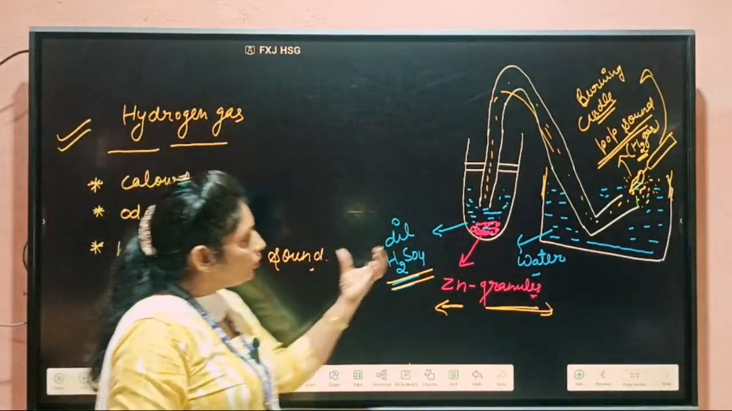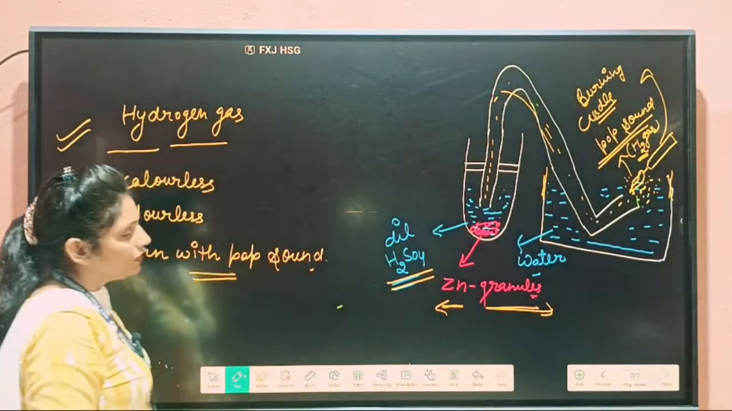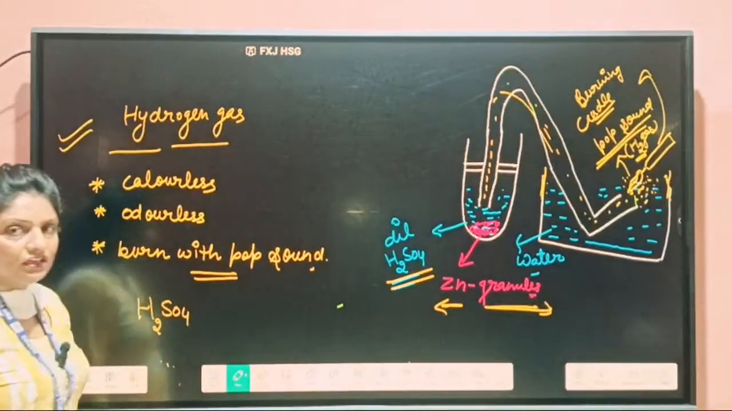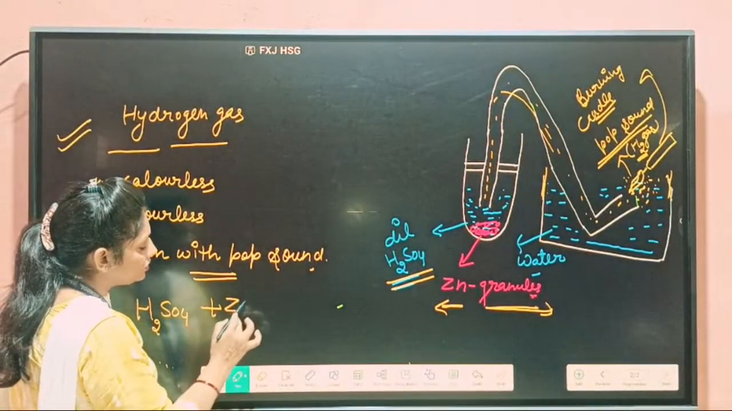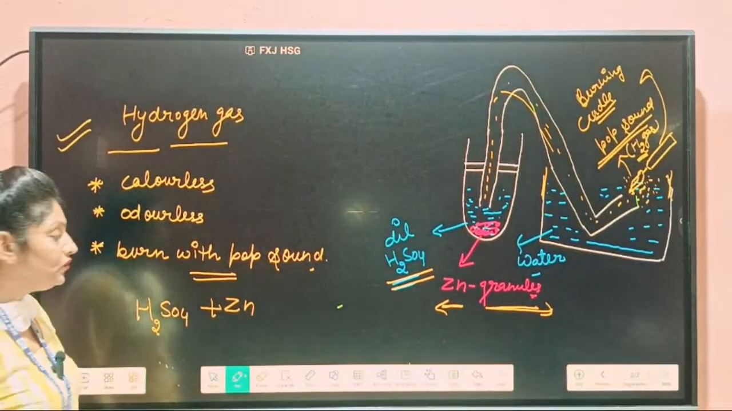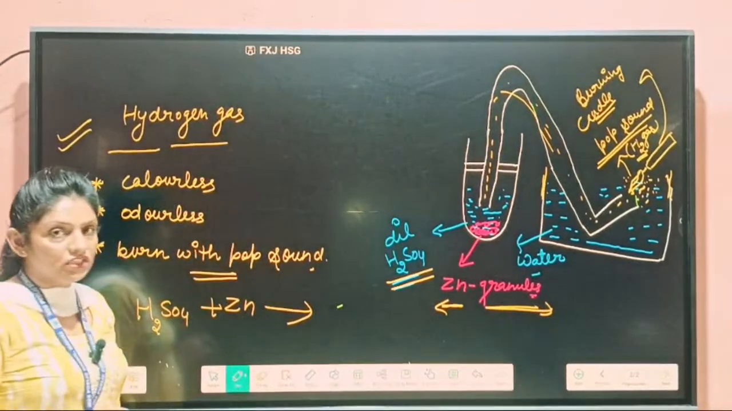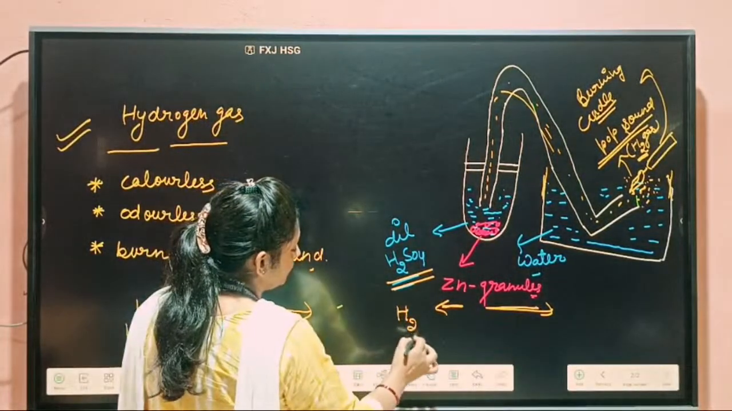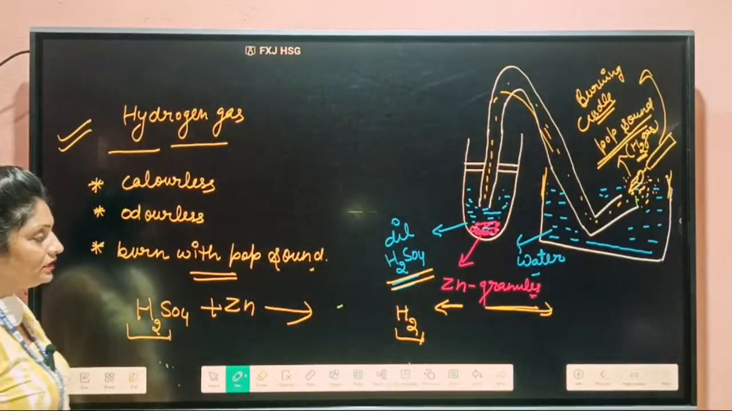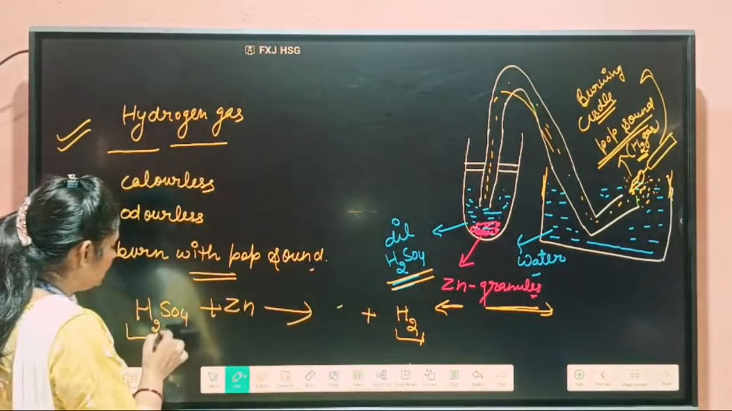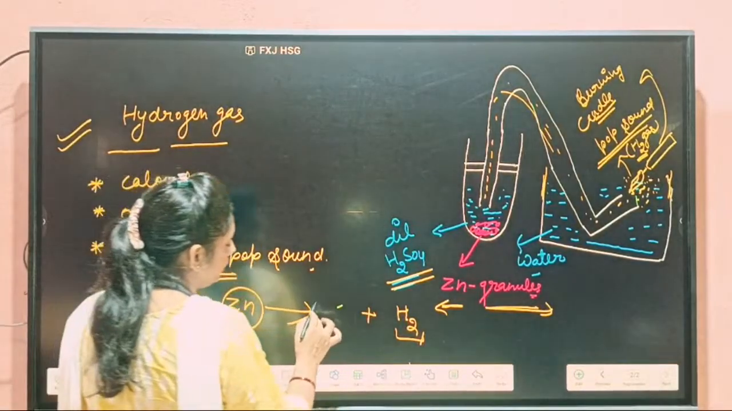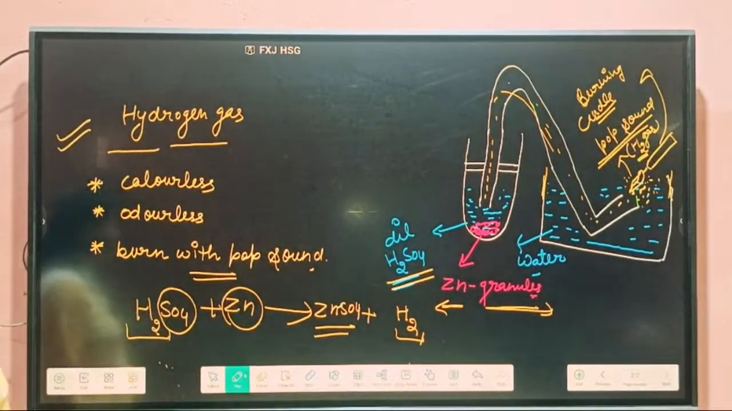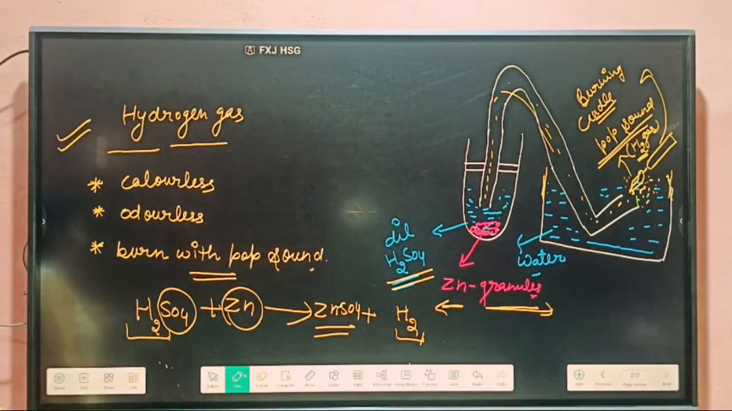So students, what happened here, we can write the equation. Initially we were having sulfuric acid. When we add zinc metal, they react with each other and production of hydrogen gas takes place. Plus, sulfate ion plus zinc form a salt, and that is zinc sulfate. Okay students, I hope this concept is clear to you.